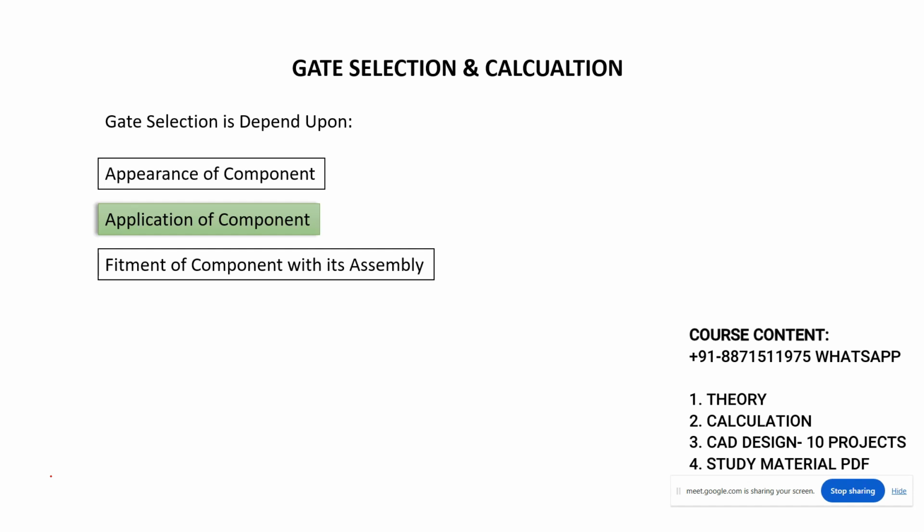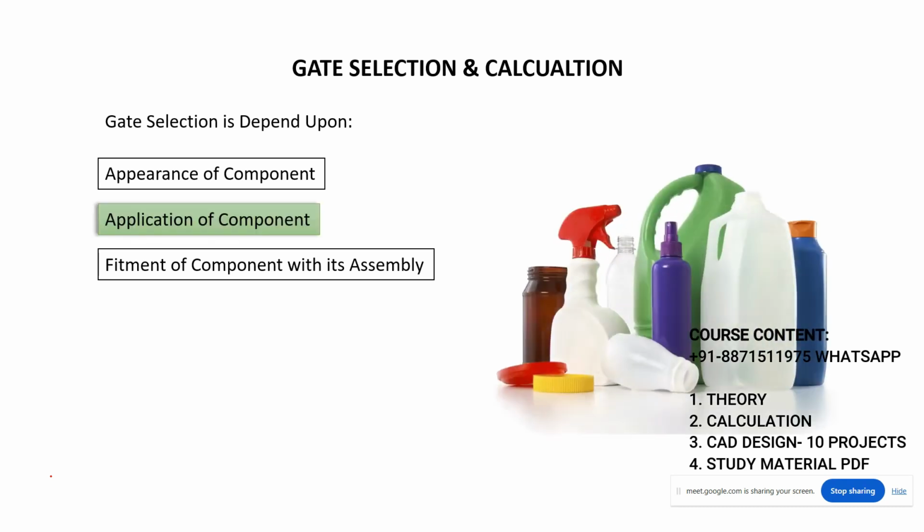Okay. Application of the component. See here. Please reply to me. Is my voice clear? Is the screen visible? Yes, sir. Second thing is application of the component. Now see, what is the meaning of application? It is where the component is used. In which field is there an application of that plastic component, right?